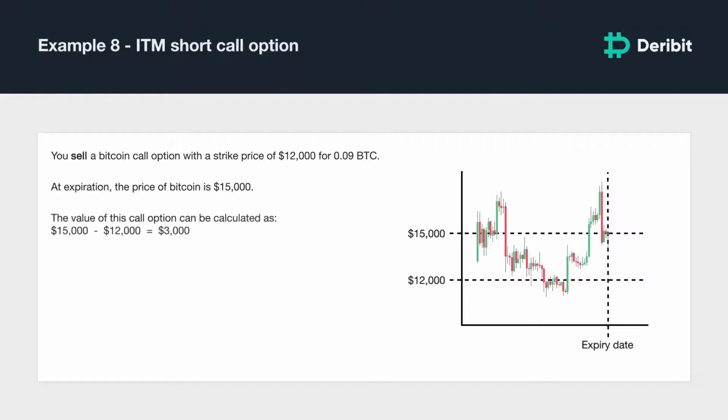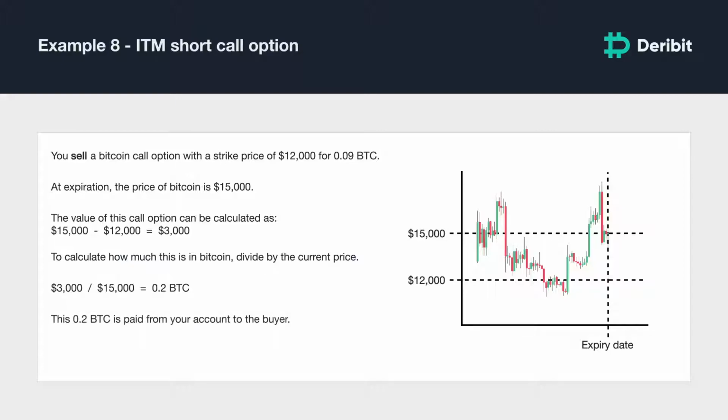The value of this call option could be calculated as 15,000 minus 12,000, equaling $3,000. To calculate how much this is in Bitcoin, you divide by the current price of $15,000 to give 3,000 divided by 15,000, equaling 0.2 BTC. In this instance, as you are the seller, this 0.2 BTC is paid from your account to the buyer.